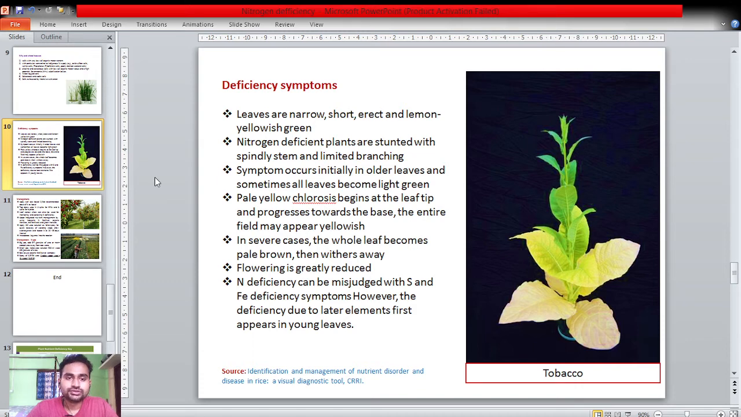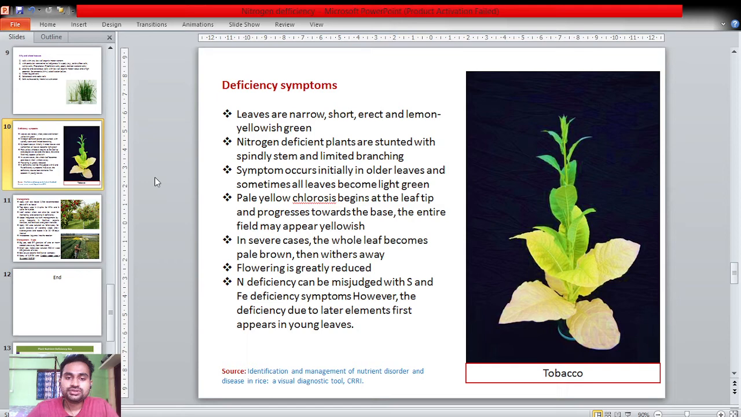I'll just read out the symptoms once again. The leaves become narrow, short, erect, means they are going upward, and lemon yellowish color, or maybe a little bit yellowish green, so it depends. And nitrogen deficient plants are stunted. Stunted means they are growing small, not growing like a normal plant. And the branching is limited, that means there is very less number of branching. We have seen in the last slide that the rice plant has fewer tillers, so this is in case of rice, but in case of other plants the branching gets reduced.